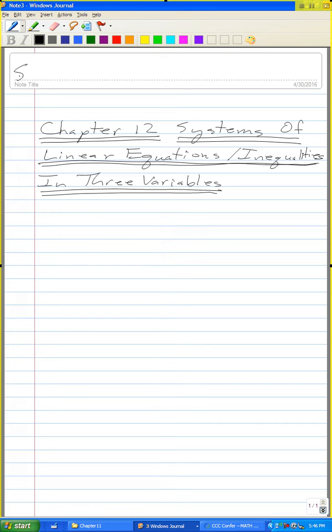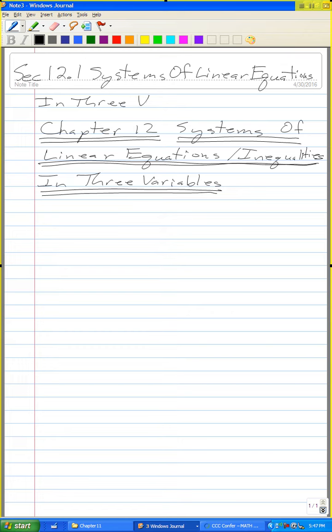So section 12.1, systems of linear equations in three variables. So let's recall.